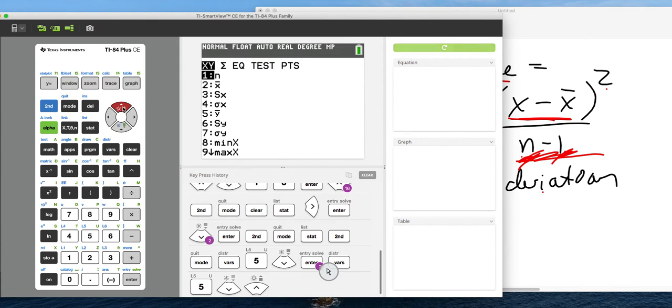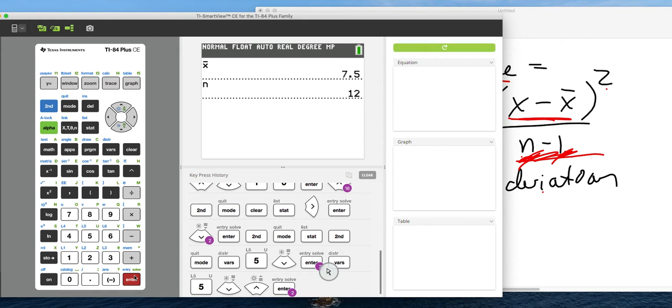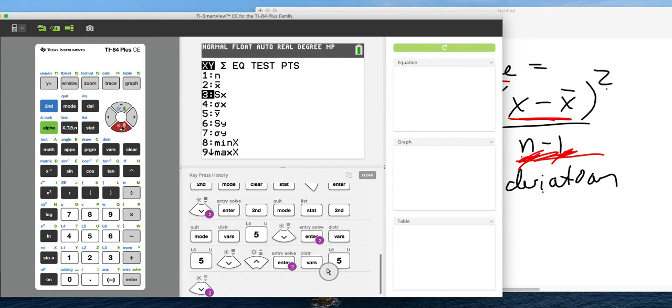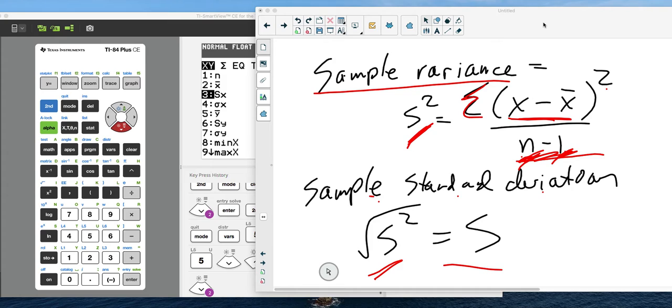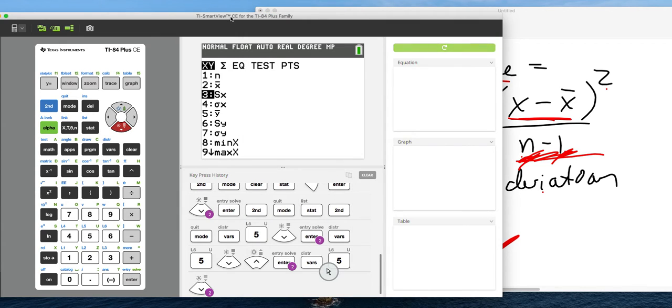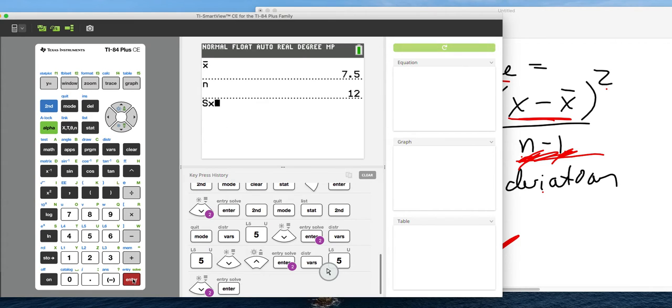So we had 12. This is n, that'd be the size of the sample. We had 12 numbers, so this should be 12 if I hit enter. Okay, there's 12. Go back into Vars, Statistics, number 5, Sx. This is your standard deviation, Sx. We had it as s here, or actually s here. That's what it is right here.